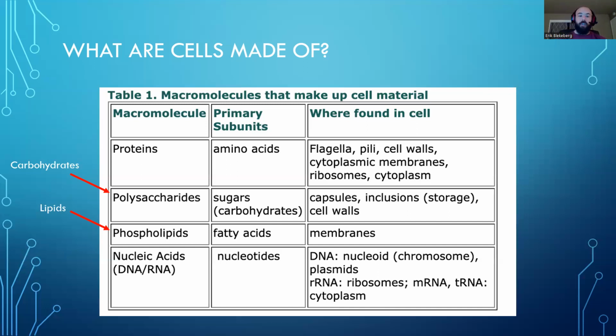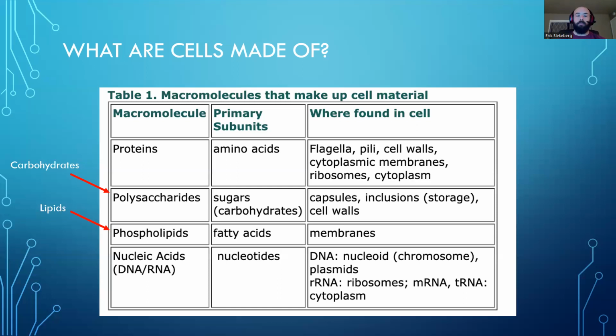Then we have phospholipids. Phospholipids are the different lipids, and they are fatty acids. Those are going to be primarily found in membranes, and they make up a large component of the membranes to separate the inside of the cell and the outside of the cell. There's also nucleic acids. Nucleic acids are going to be found in all cells, in the forms of DNA and RNA. Nucleic acids are formed of nucleotides, which are effectively the language and the programming of the cell.